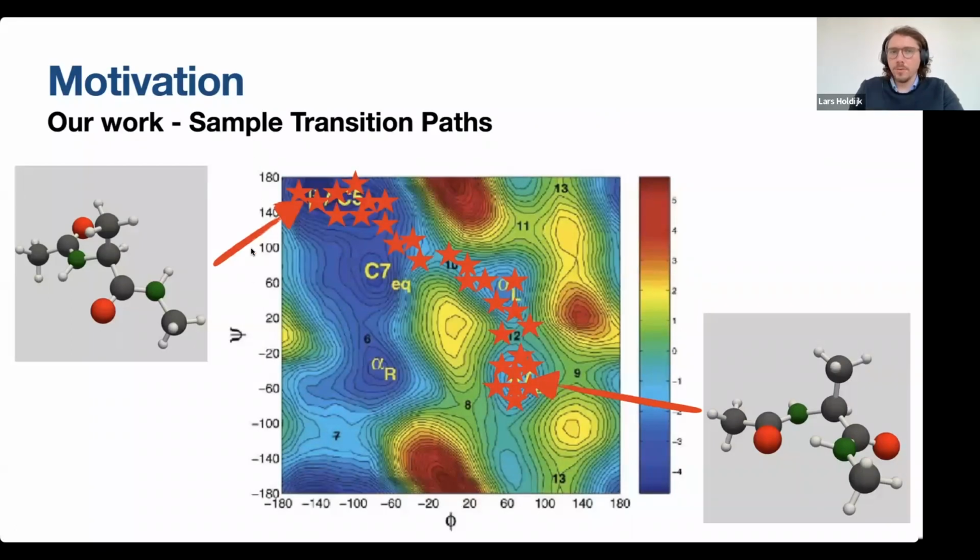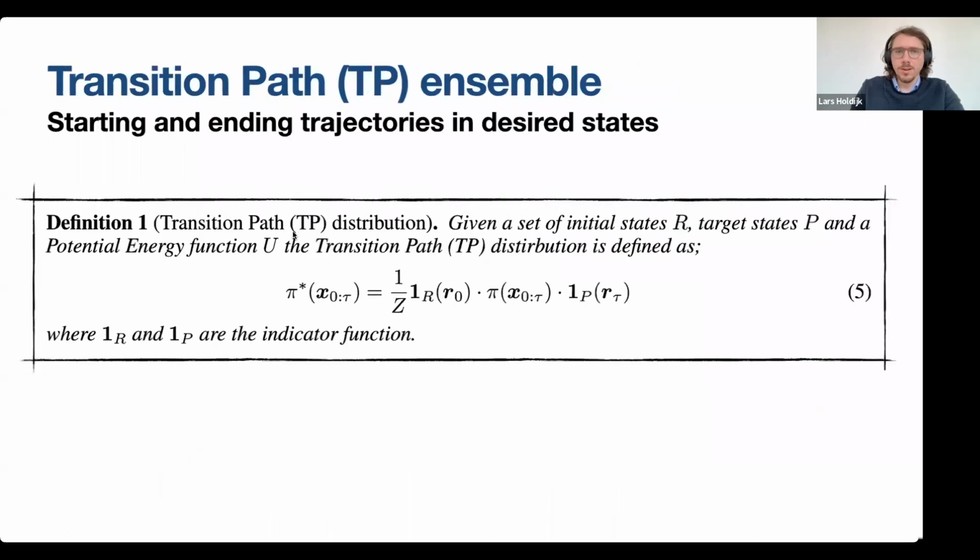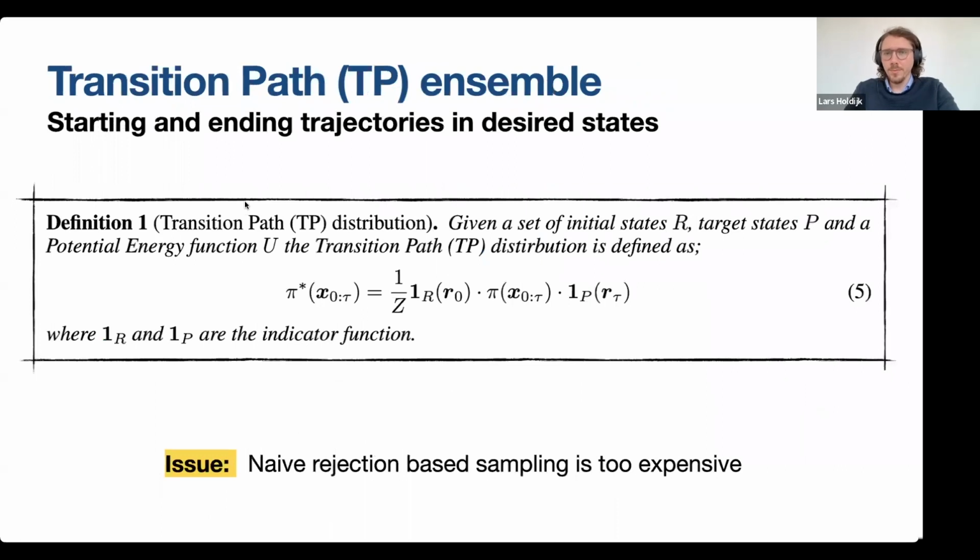And this barrier of high energy is going to cause problems, because it means that if we just randomly sample trajectories starting from here, they will very rarely actually end in the target state. So just very naively sampling from this distribution is not going to work. So we need a smarter system for sampling from this specific distribution.